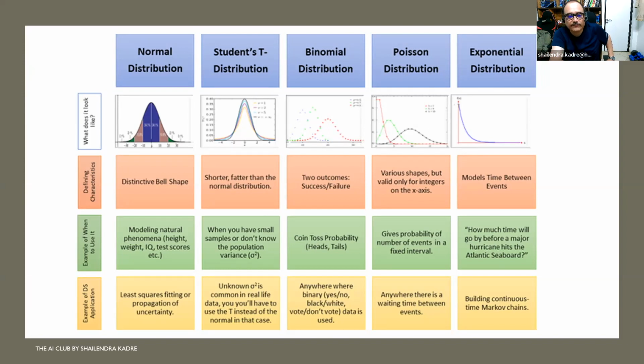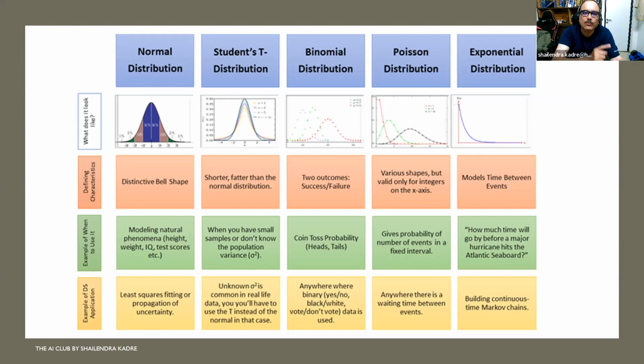It's a wonder actually. For normal distribution, you should have a sample size of more than 30. Your sample space should be more than 30.